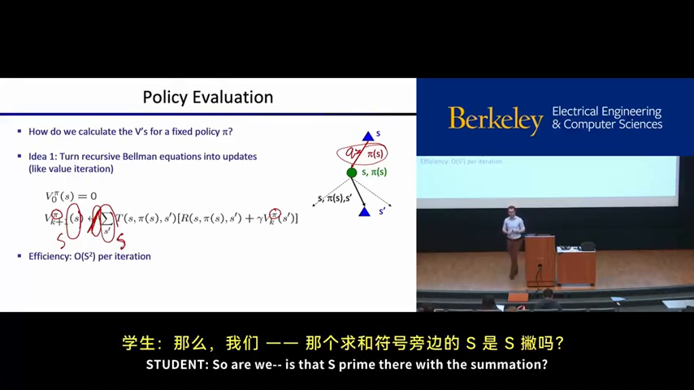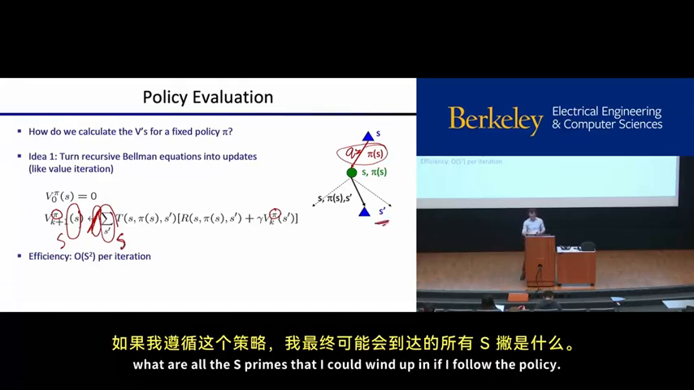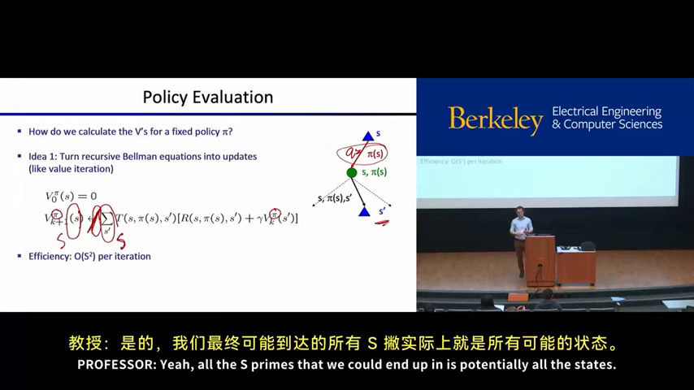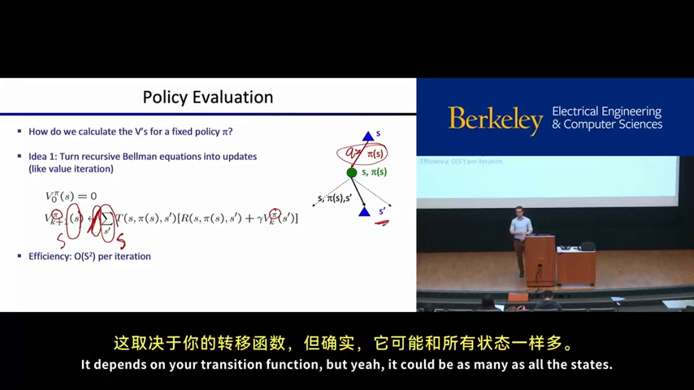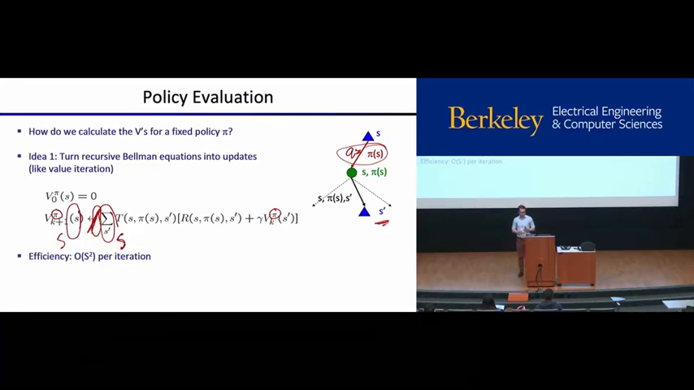Yeah, question? So is that S prime with the summation? It is, yeah. This one is saying, what are all the S primes that I could wind up in if I follow the policy? So that's still counting over S again. All the S primes that we could end up in is potentially all the states. Depends on your transition function, but it could be as many as all the states. Yeah. Other questions? Okay.